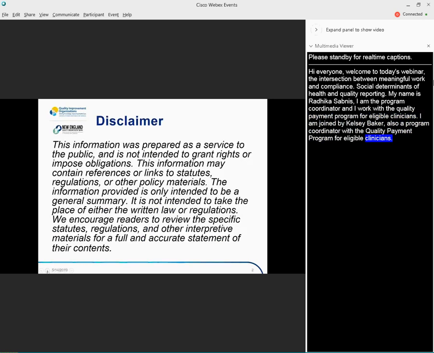This is just a disclaimer that these slides were prepared with help of CMS material by Health-Centered Advisors, and we apologize in advance if there are any errors in this presentation.